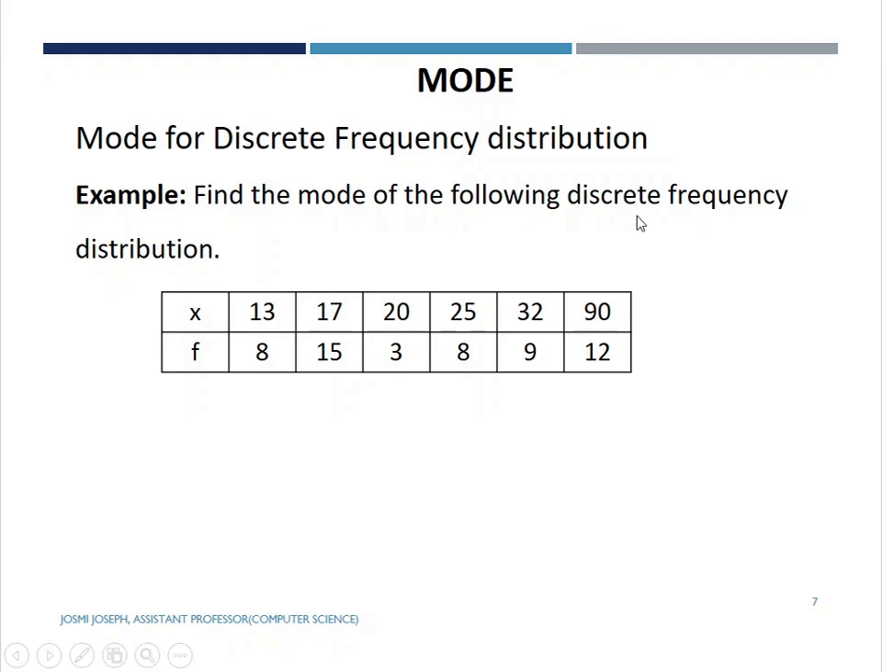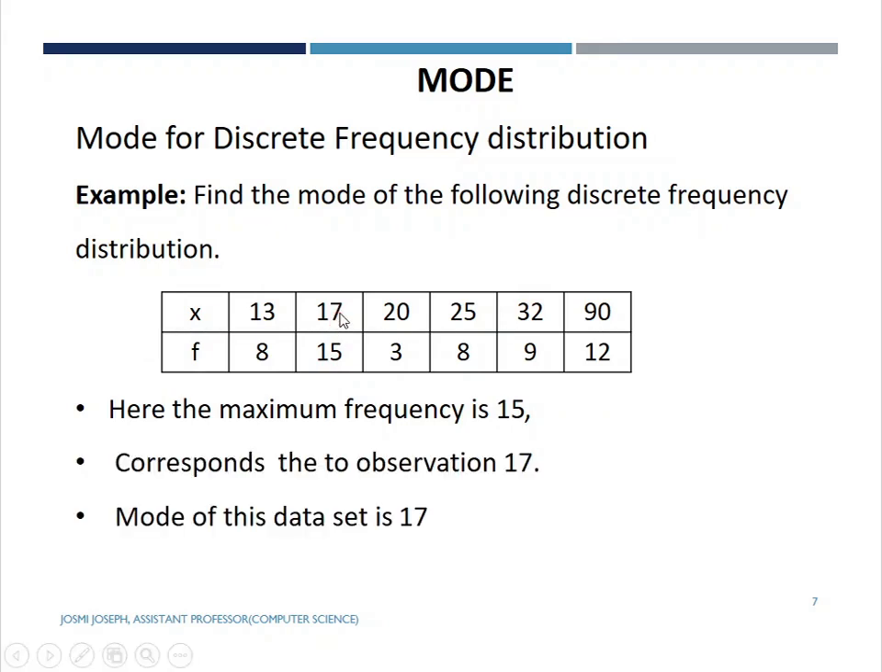Find the mode of the following discrete frequency distribution. Given here are the x values, these are the observations, and the corresponding frequencies. First you go through the frequencies and find the maximum frequency. So here the maximum frequency is 15. Corresponding to this frequency, what is the value of x? What is the data value? That is 17. So 17 is the mode of this data set.